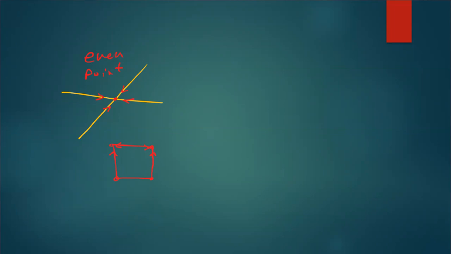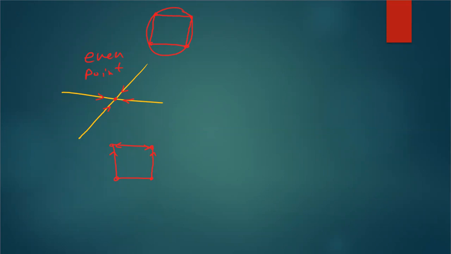Even if you draw a circle with a square in it, that can still be solved because it has only even points. This point here is even, this point here is even, this point here is even, and this one as well. So it can be drawn, starting from any of these points and ending at the same point again, okay?